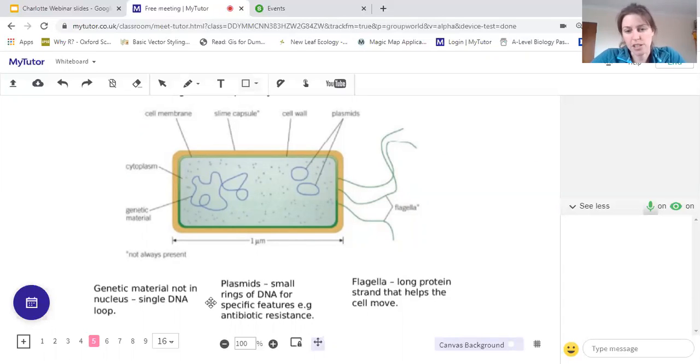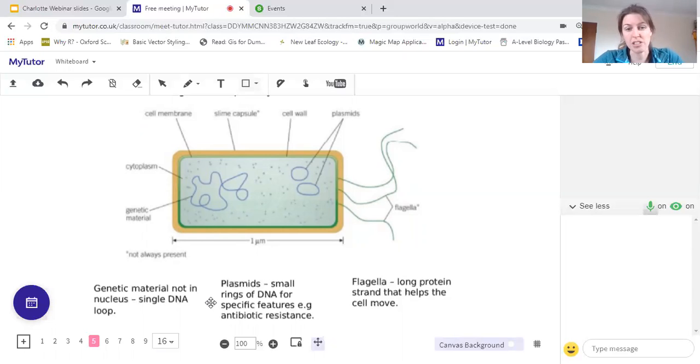They also may have things called flagella, which are like tails. So they're long protein strands and they help the bacteria move around. Not all of them have them, but some of them do. They can have other features as well. So this one in this diagram has got a slime capsule. Again, not always present. Some of them do, some of them don't.